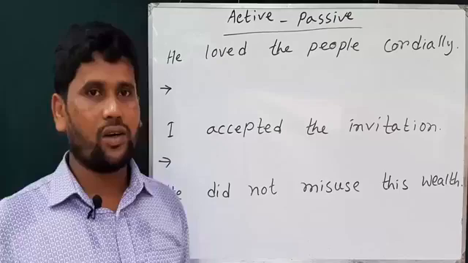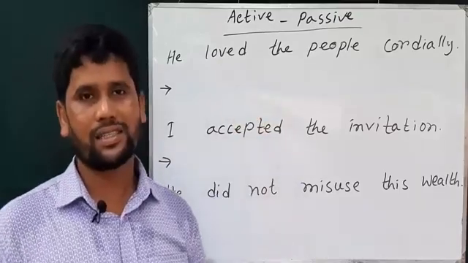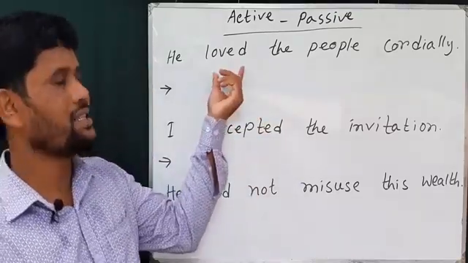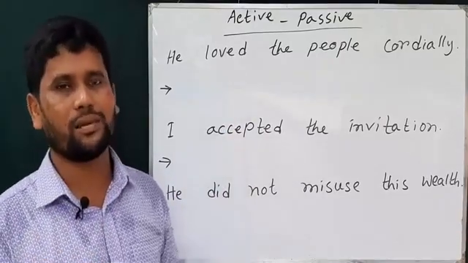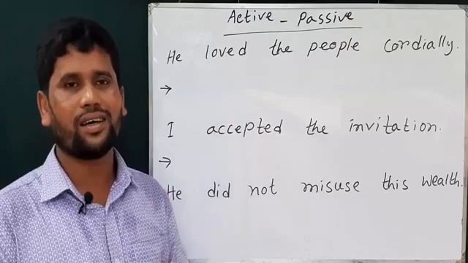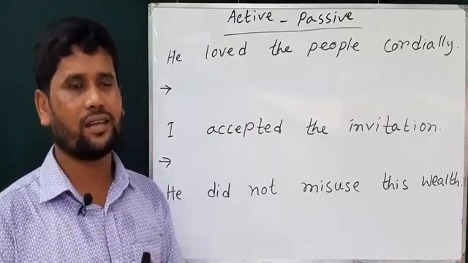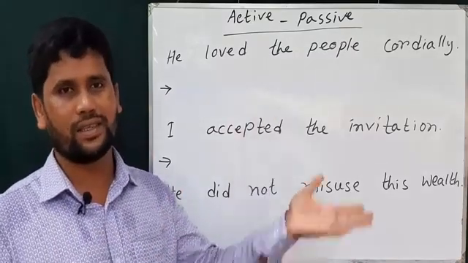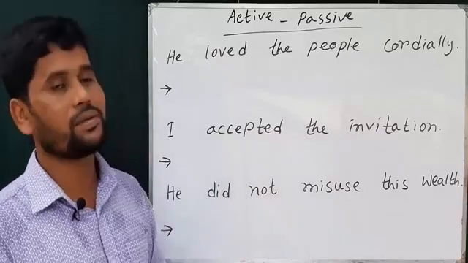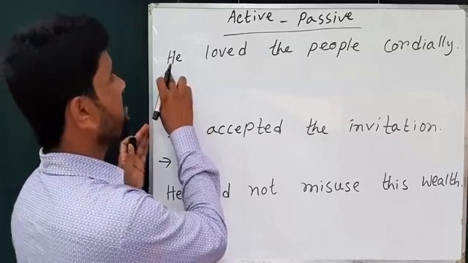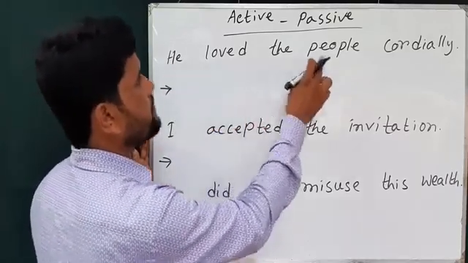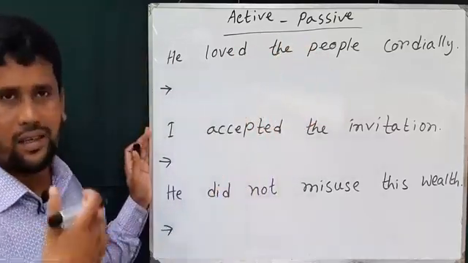Dear students, when we find past indefinite tense, that means the past form of the verb, then we use the same 6 steps. The only difference is we use am, is, are in the present indefinite tense, but in the past indefinite tense we use was, were. Just follow. Here he is the subject, loved is the verb, the people is the object, and cordially is the extension.